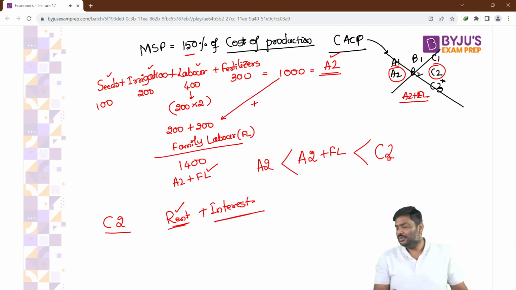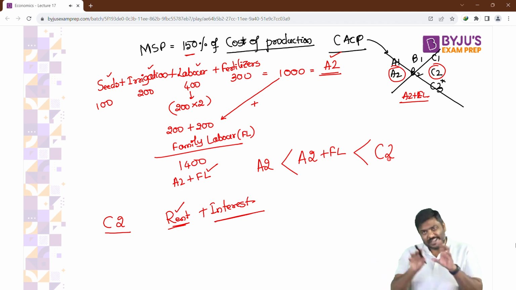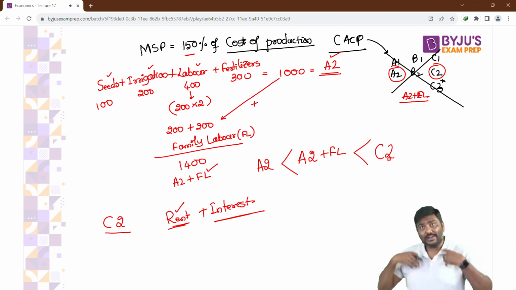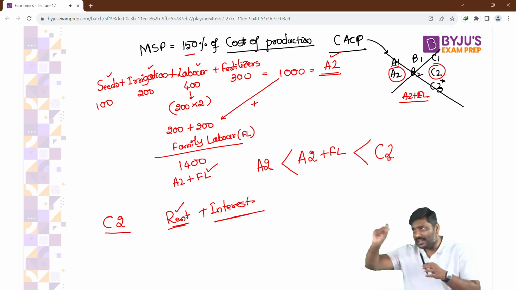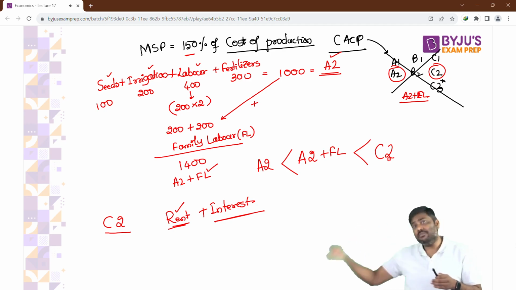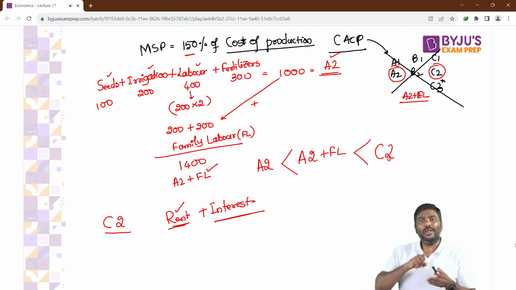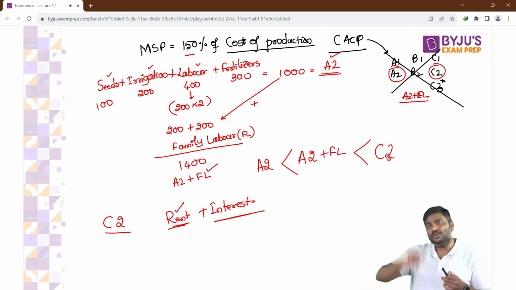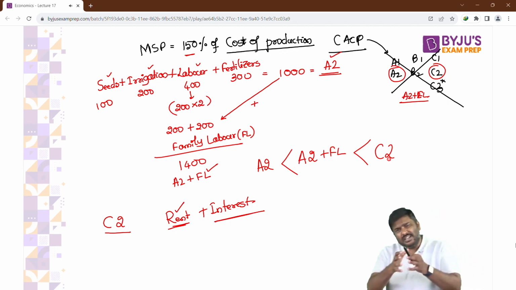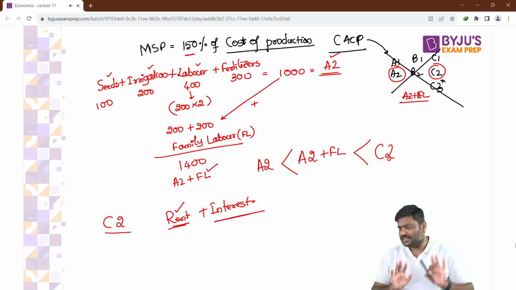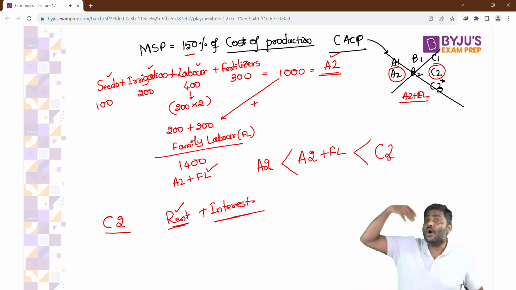A2 plus FL will be bigger than just A2. Right? So remember, three cost of productions are there. In fact, again I'll repeat it. Just an optional point here: not just three, there are many more. A1 is there, A2 is there, B1, B2, A2 plus FL, C1, C2, C2 star, C3. Multiple types of cost of production are there.